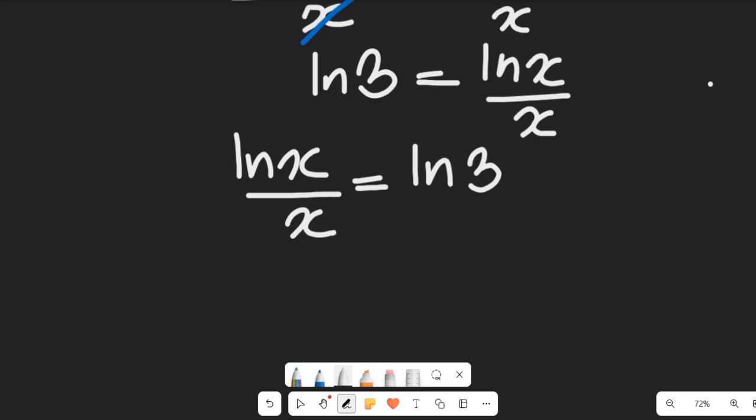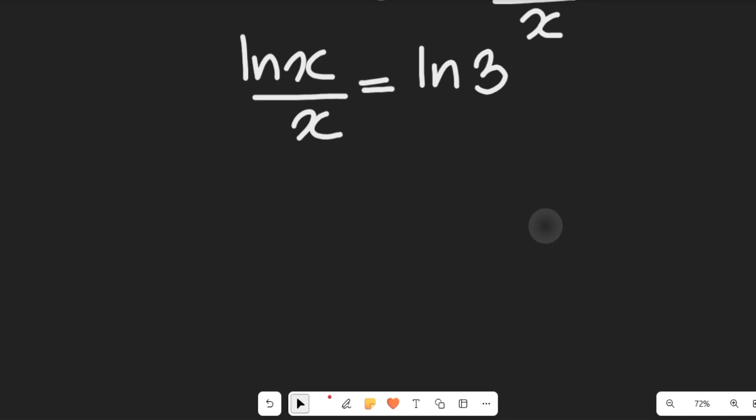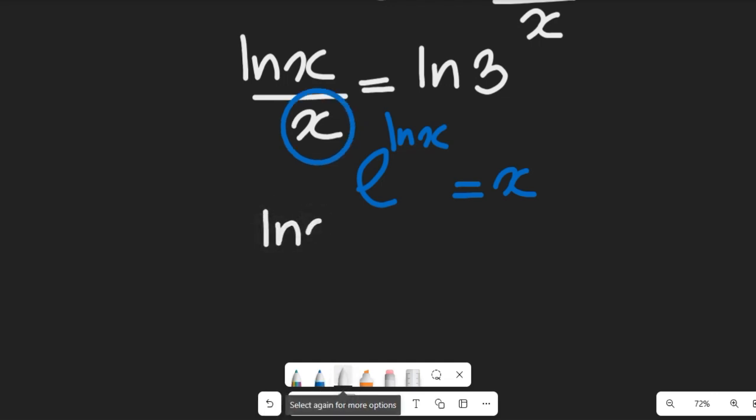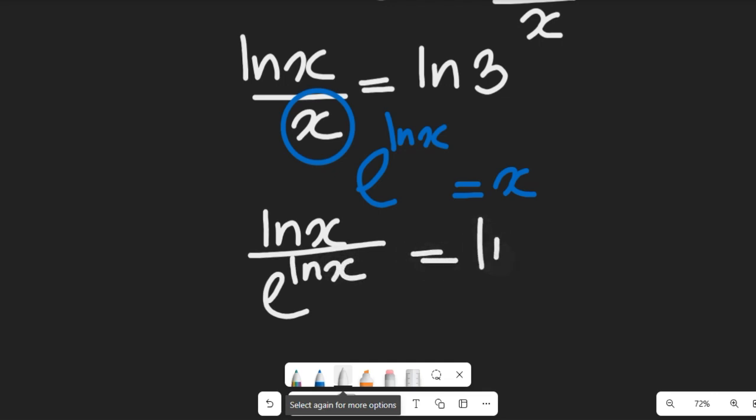So at this point, I want you to recall some exponent expression. If you recall this, you agree with me that the exponential value of ln of x can simply be equal to x, right? So how do we apply this? We're going to replace that with this. If I replace that with this, I'll have the ln of x divided by the exponential value of the ln of x, and this will be equal to the ln of 3.